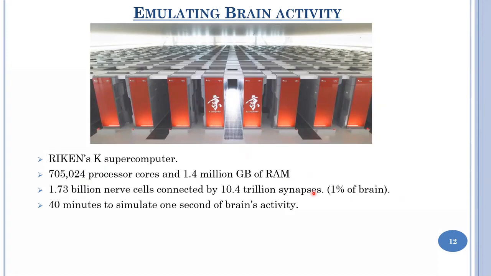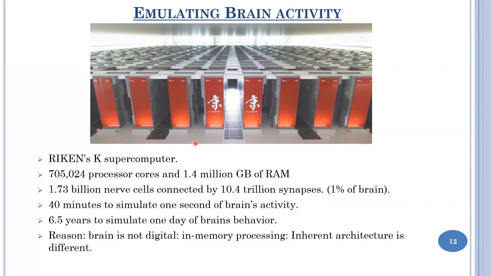Just to simulate 1% of the brain's activity, it took 40 minutes to simulate just 1 second. If you extrapolate that, it would take around 6.5 years to simulate 1 day of the brain's behavior, and not the whole brain's behavior, only 1% of it. One day of 1% of the brain's behavior would take around 6.5 years on such a powerful supercomputer.